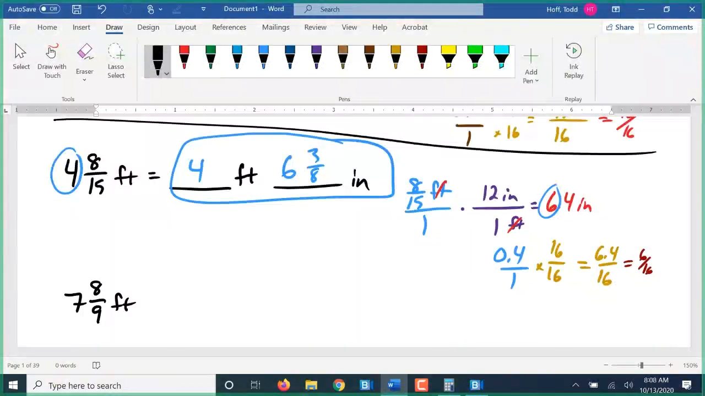In your notes, I want you to try to take 7 and 8/9 feet, and I want that into feet and inches to the nearest 16th of an inch. I'll give you a minute, then we'll go over it.